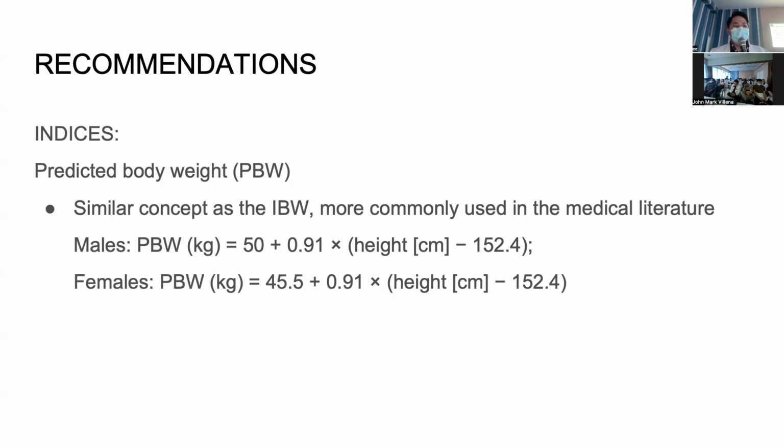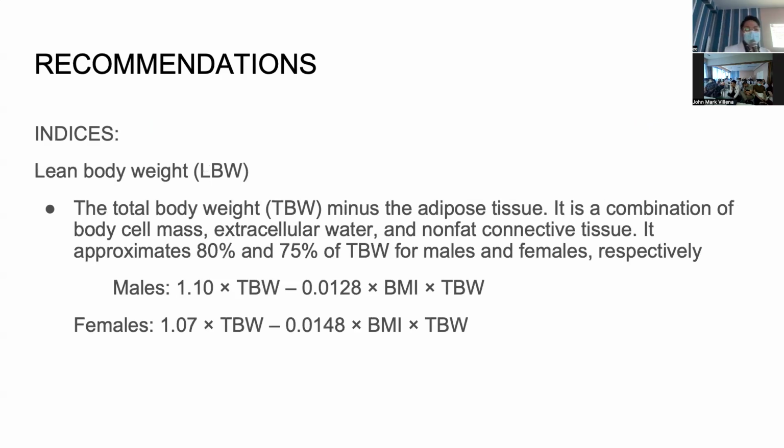Next is predicted body weight. Similar concept with ideal body weight, commonly used in medical literature. For males, this is the formula. For females, this is the formula. You just have to substitute the values of the patient.